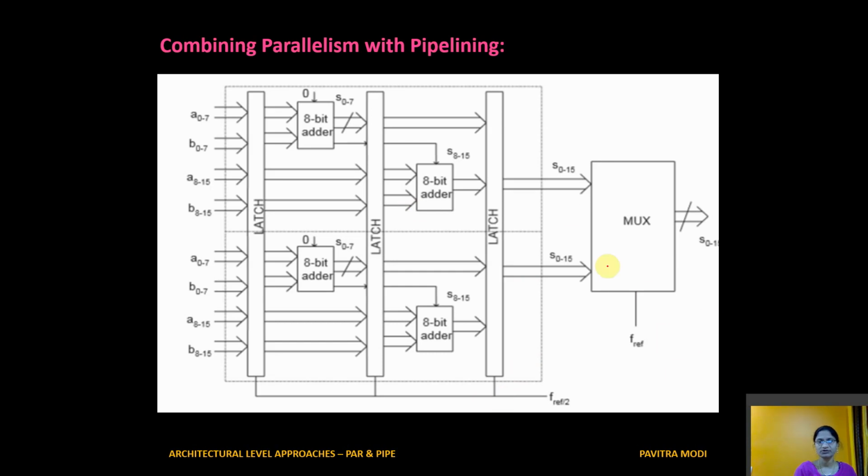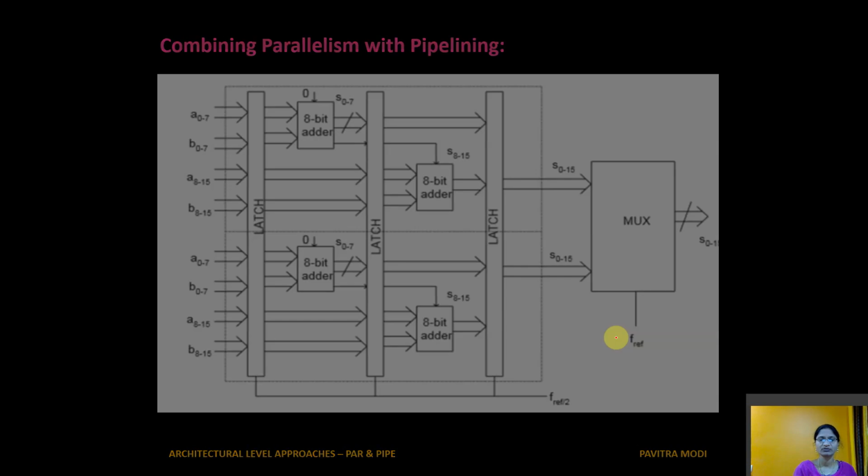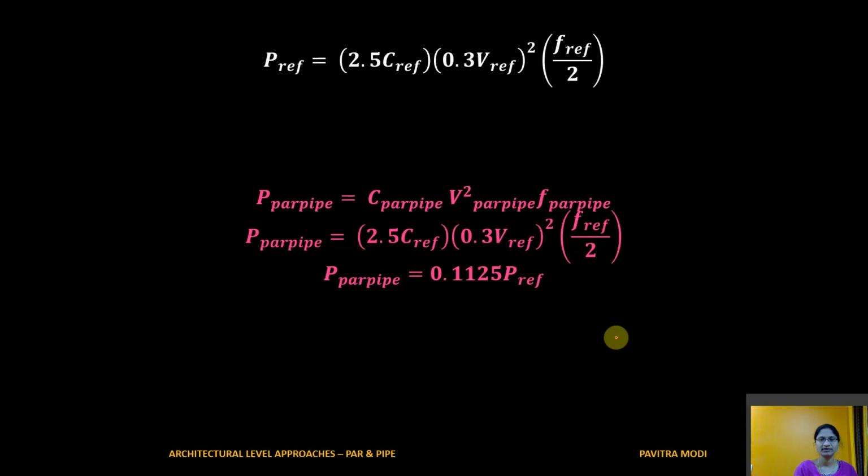And of course, in order to collect the outputs from 2 16-bit adders, your multiplexer has to be operated at F reference frequency only. Therefore, let me calculate the amount of power dissipation with this VDD scaling and without VDD scaling in combination of both parallelism and pipelining. Therefore, this is without VDD scaling.